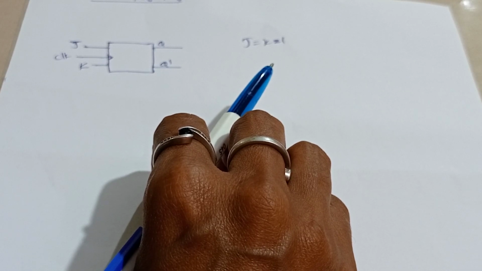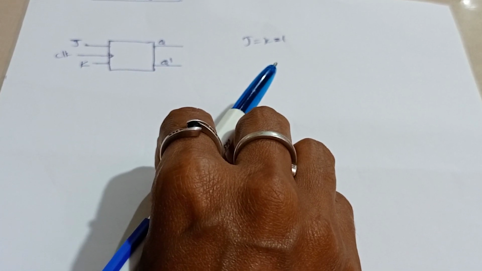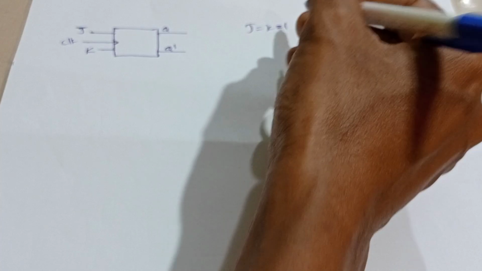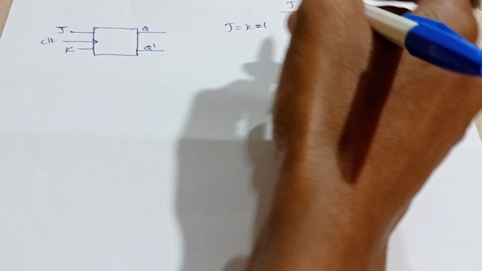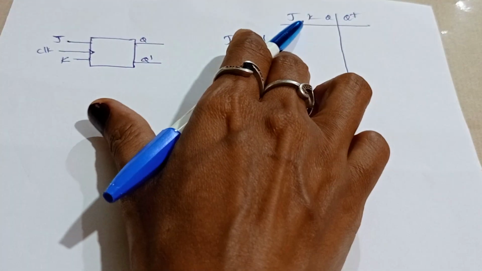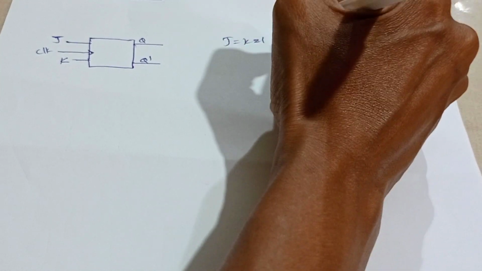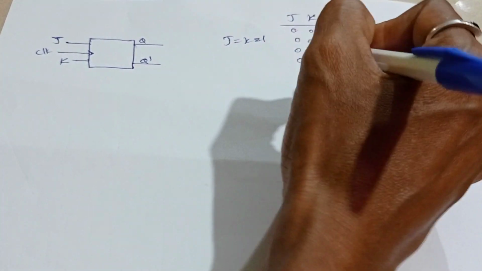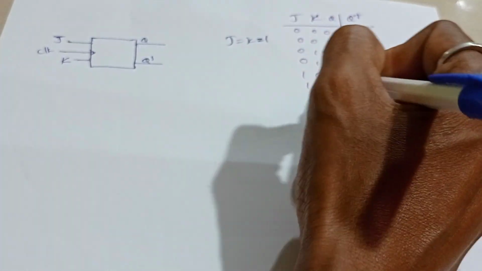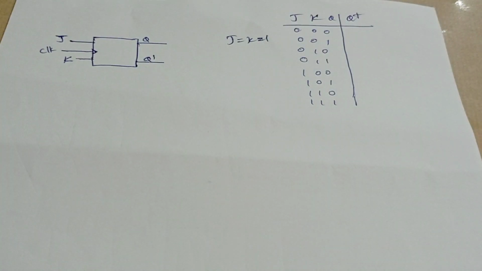The next state and the characteristic equation for this JK flip-flop: now we'll see the truth table. All the combinational values for J, K, Q and the next state Q plus are 0 0 0 0, 0 0 1 1, 0 1 0 0, 0 1 1 0, 1 0 0 1, 1 0 1 1, 1 1 0 1, 1 1 1 0. Now we'll see the output.